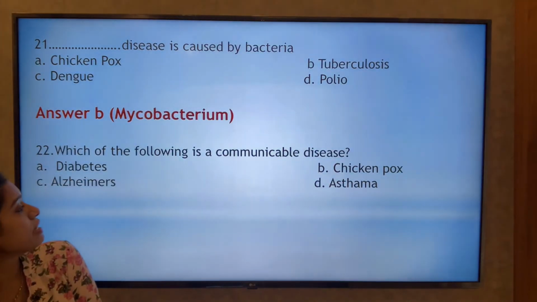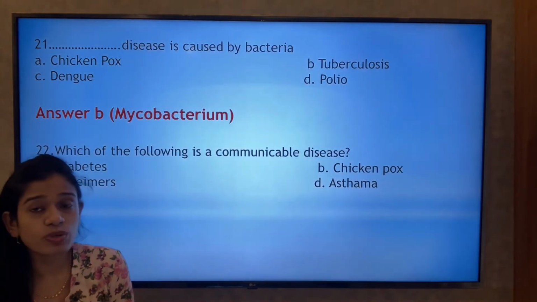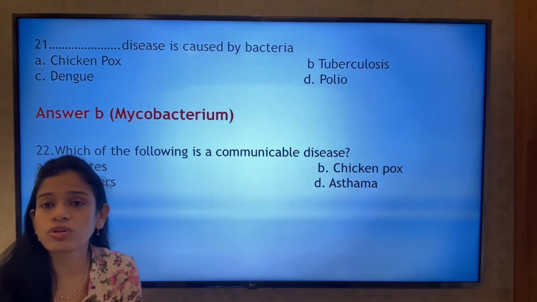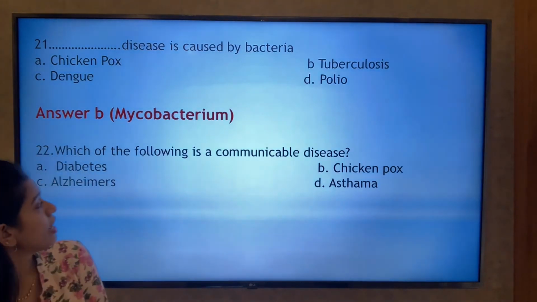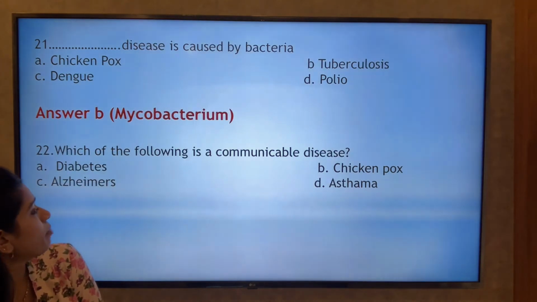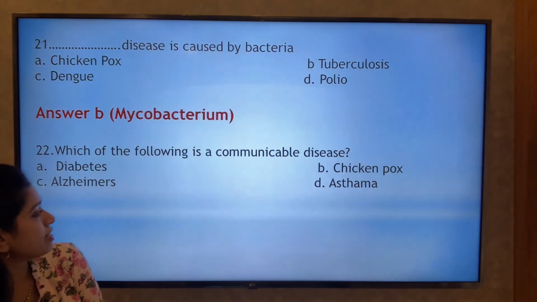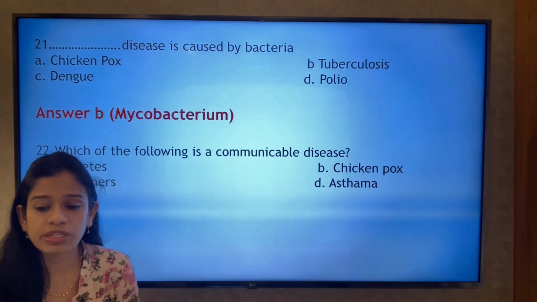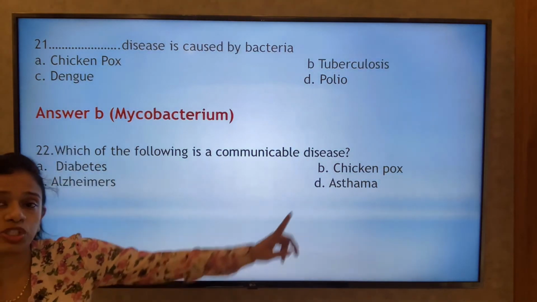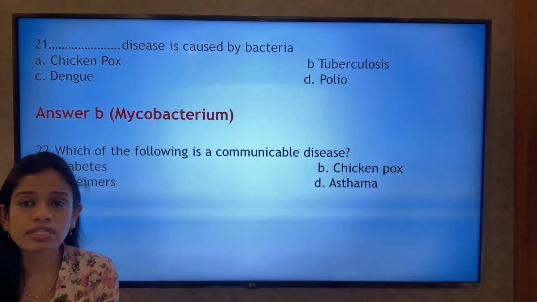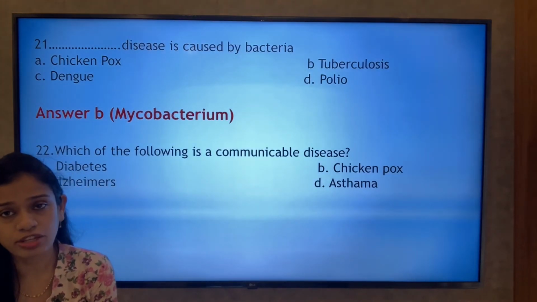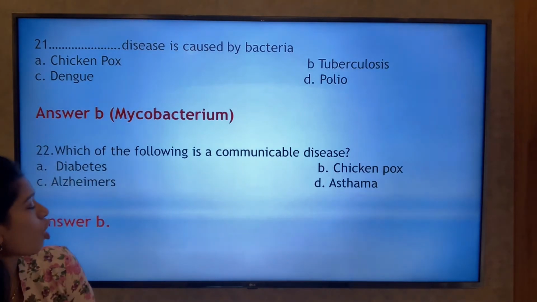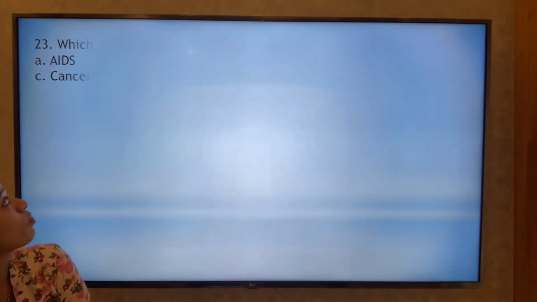Which of the following is a communicable disease? In the previous question I told you tuberculosis is a highly communicable disease. Now let's see the options: A diabetes, B chickenpox, C Alzheimer's, or D asthma. Which of these is a highly communicable disease? The correct answer is option B. Chickenpox is a highly communicable disease. It spreads from one person to another very fast. Option B is the correct answer.